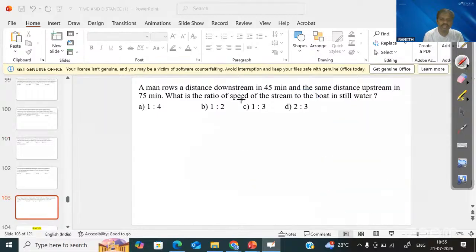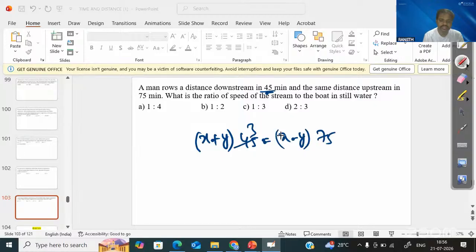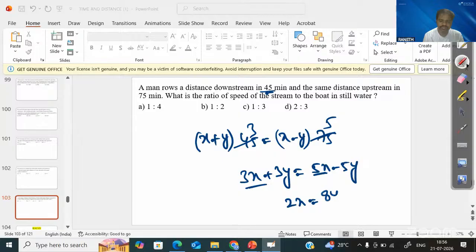A man can row a distance downstream, x plus y, in 45 minutes, and the same distance upstream, x minus y, in 75 minutes. So 15 threes are 45, 15 fives are 75, so it will be equal to 3x plus 3y equals 5x minus 5y, and the difference of 3x and 5x equals 2x. So 8y, then x by y equals 4 by 1.